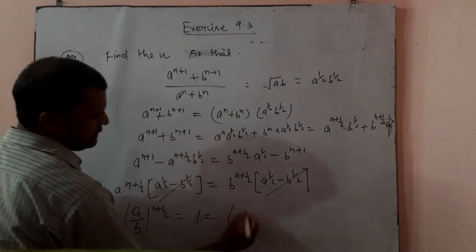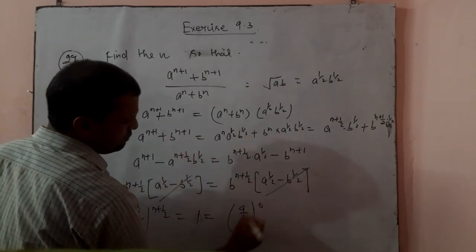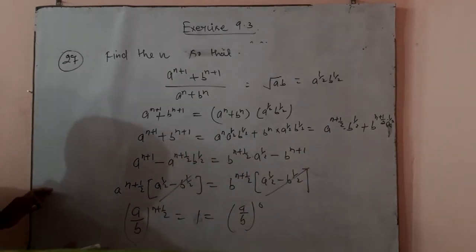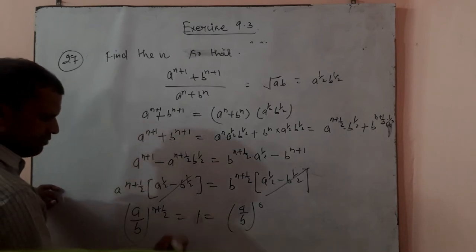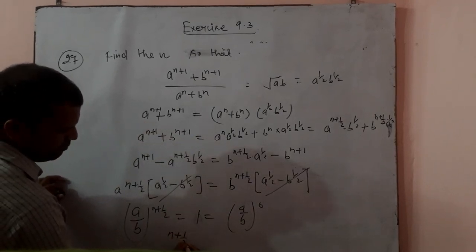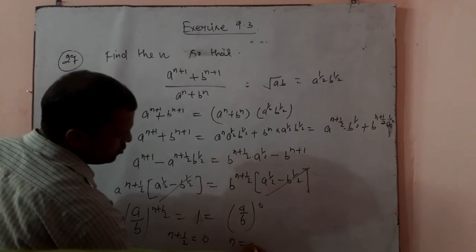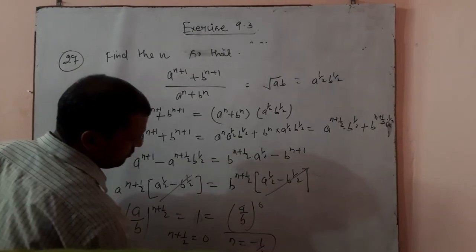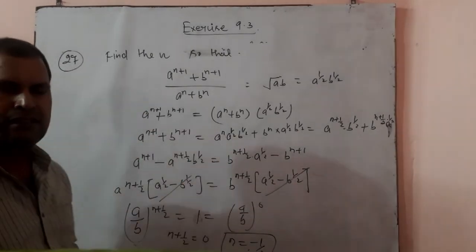And 1 can be written as a by b whole to the power 0. Now comparing the exponents of equal base, n plus half equal to 0. So n equal to minus half. This is the answer.